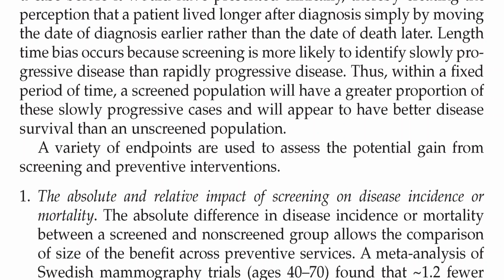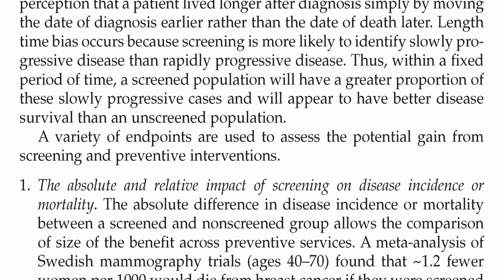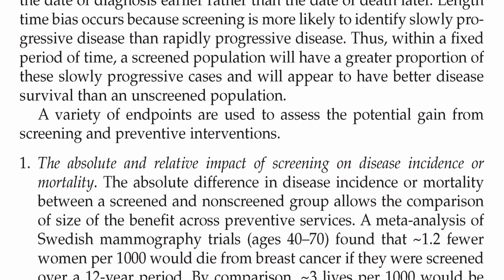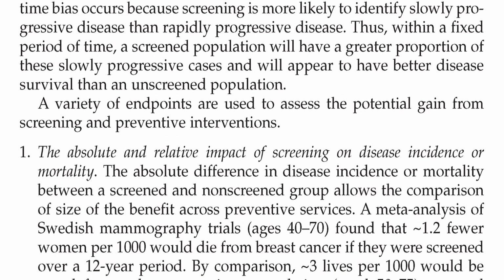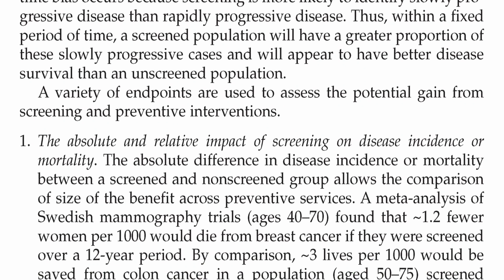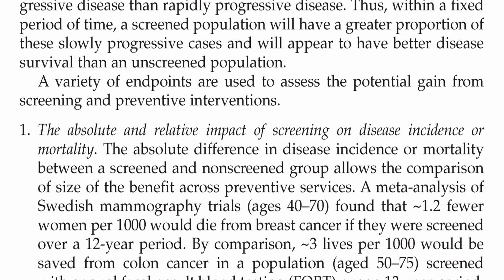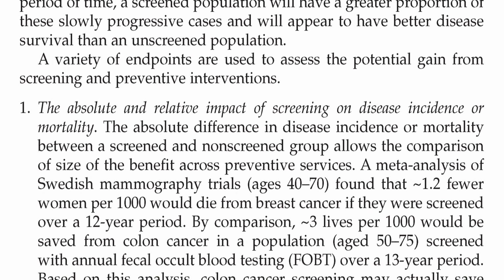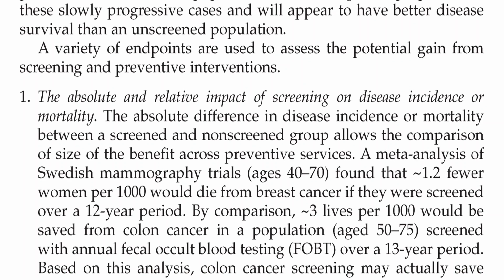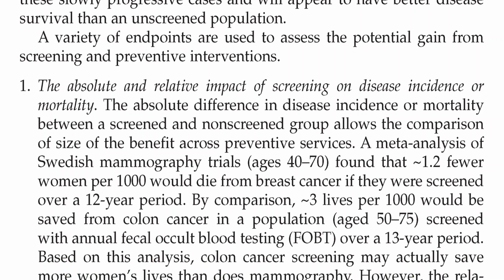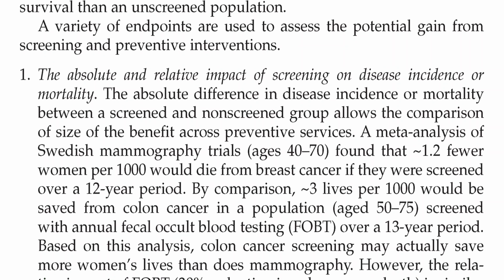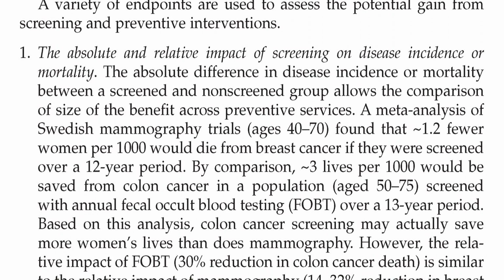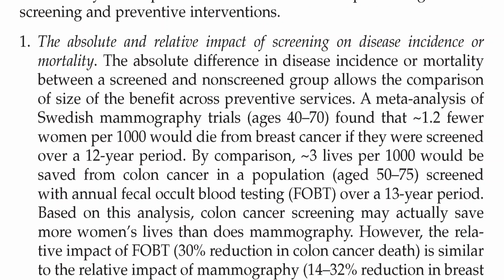A variety of endpoints are used to assess the potential gain from screening and preventive interventions. 1. The absolute and relative impact of screening on disease incidence or mortality. The absolute difference in disease incidence or mortality between a screened and non-screened group allows the comparison of size of the benefit across preventive services. A meta-analysis of Swedish mammography trials, ages 40 to 70, found that approximately 1.2 fewer women per 1,000 would die from breast cancer if they were screened over a 12-year period.